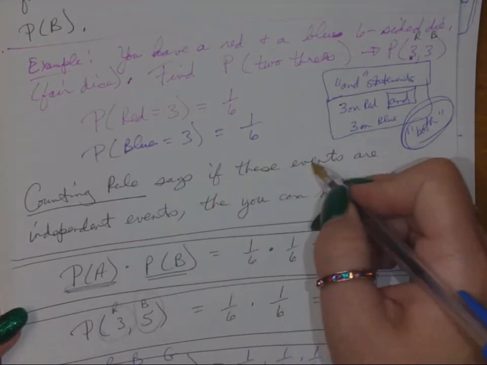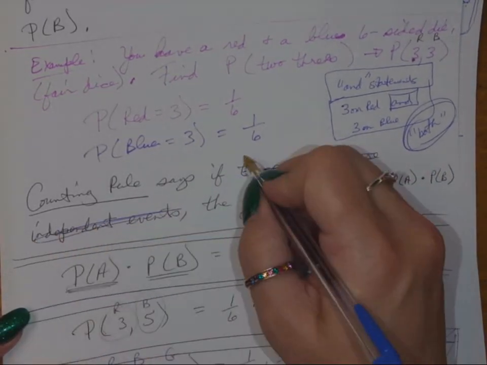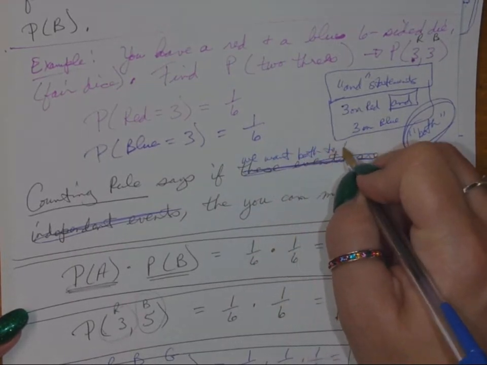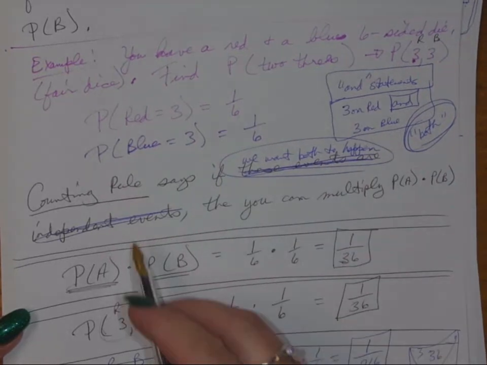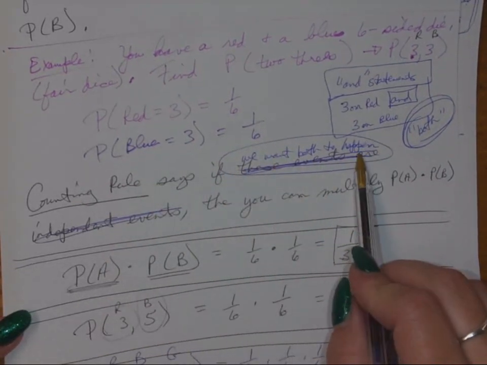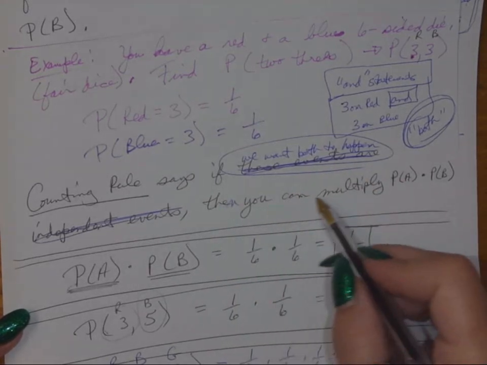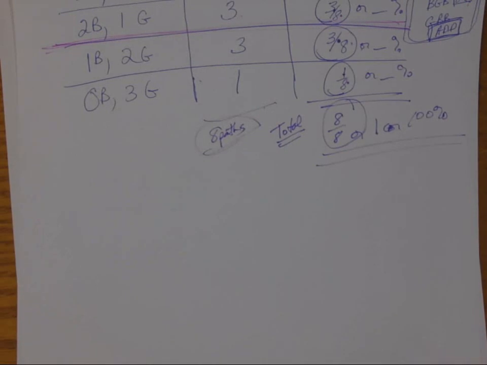So let me change these. I'm sorry. If we want both to happen, I may have to remake this video. Counting rule says if we want both of these events to happen, then you multiply probability of A times probability of B. So I misspoke just a little bit. Okay? All right, let's talk about that independent thing.